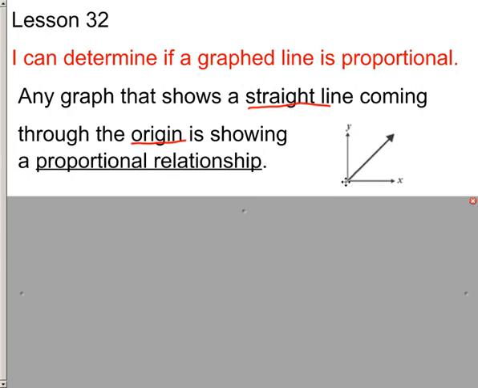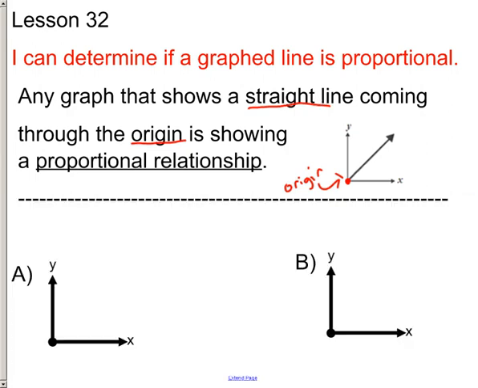So here's our y-axis and x-axis. This is the origin where the y and x-axis meet. Let me label that for you. And if that line is straight coming out of the origin, then yes, it's proportional. So let's take a look at this.